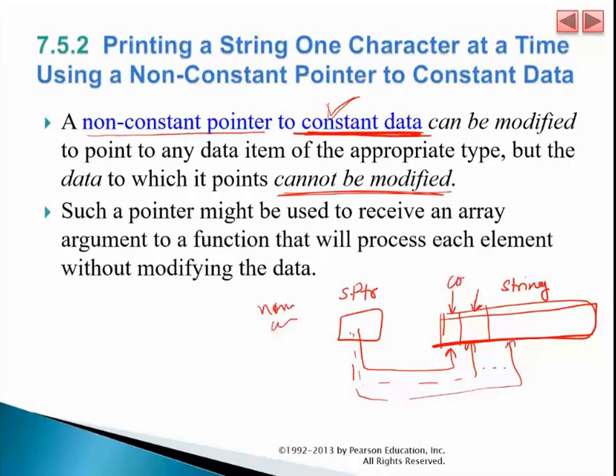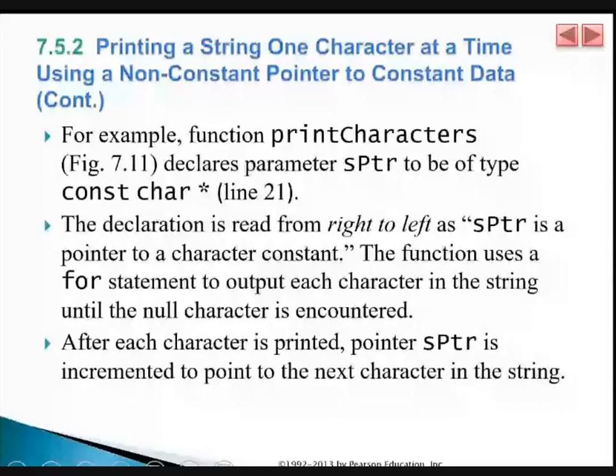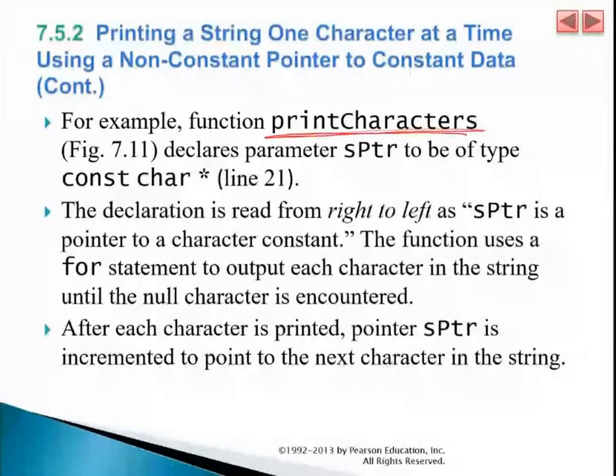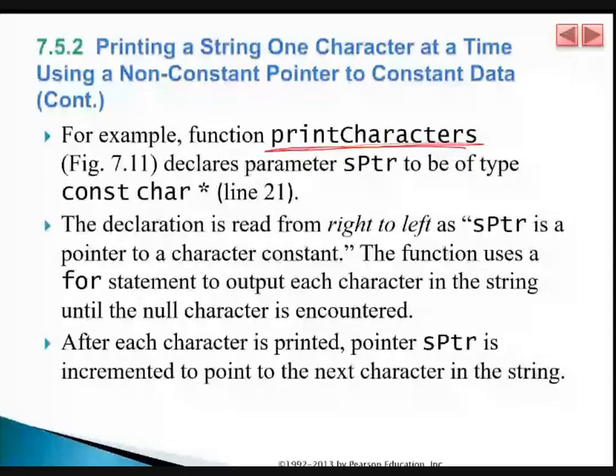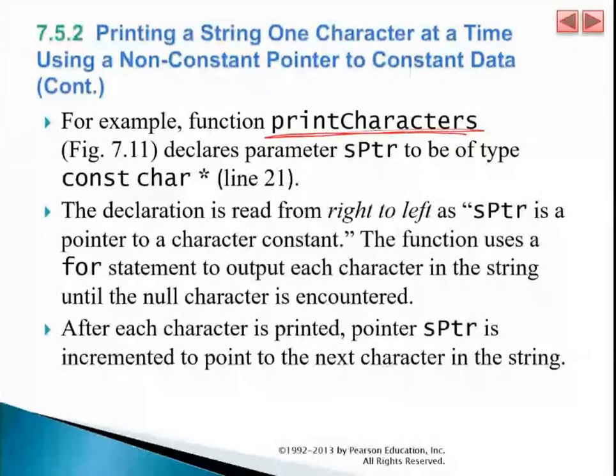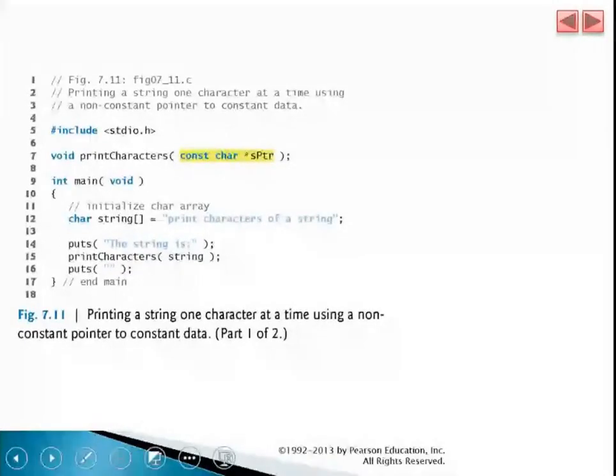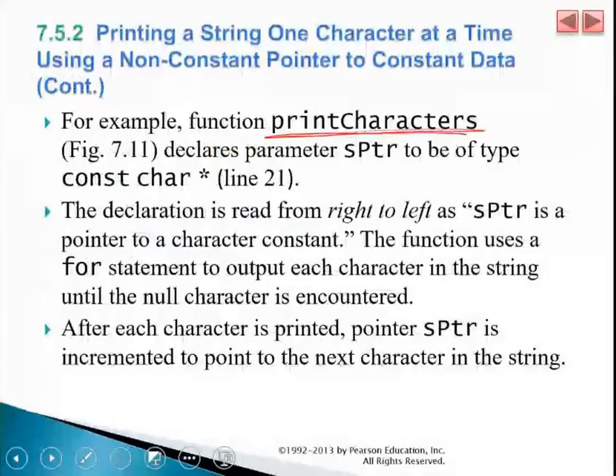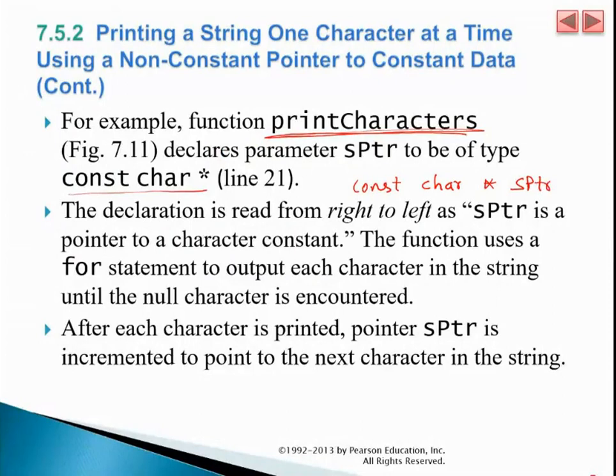Now let's see how to use it. Suppose I want to print the characters of this array. Printing the characters, you don't want to change the value of that character, we just want to access the character. So how to declare our pointer? We will write it in this way. Now see, this is very, very important. Please read this line. We will write it like this: const char *sptr. So how to read it? Please read it from right to left.